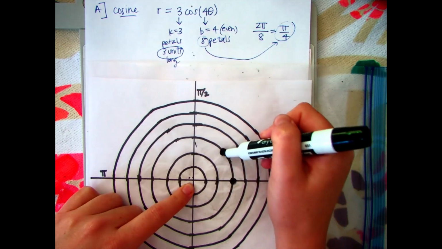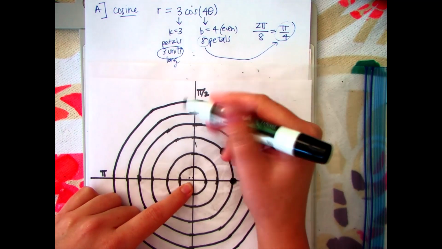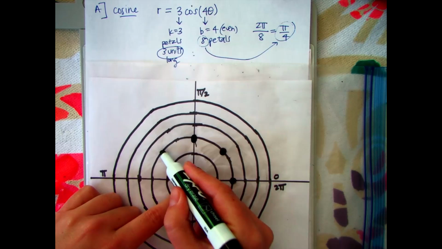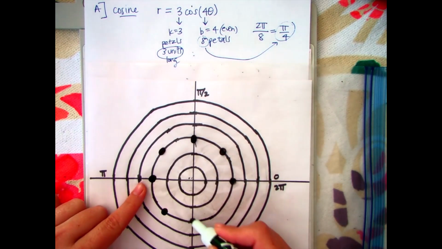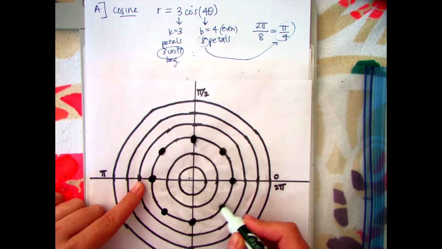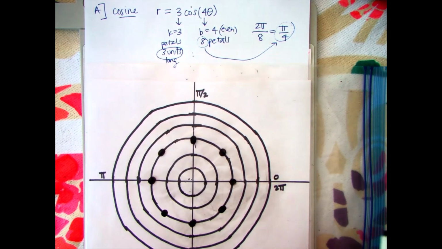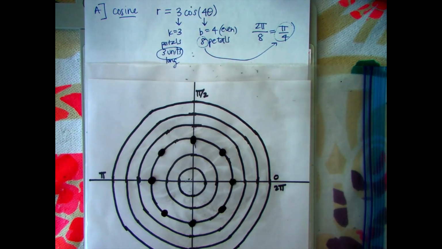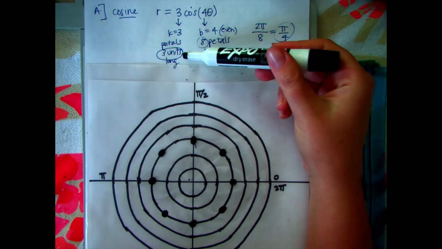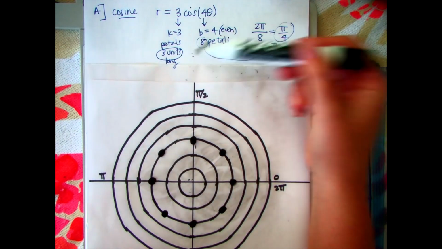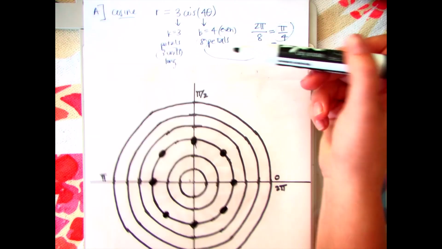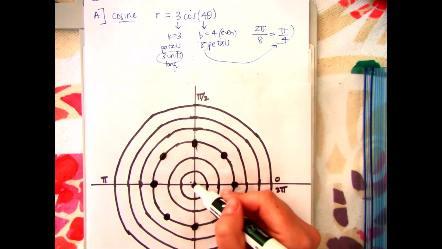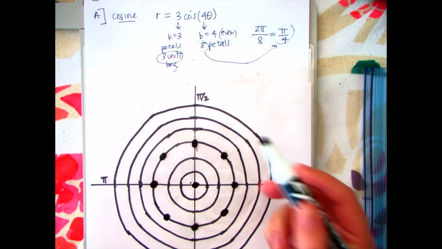here's, so 0 plus pi over 4 plus pi over 4, plus another pi over 4, another pi over 4, another pi over 4. So every pi over 4, I'm putting a dot that is 3 units away from the pole. So 3 units because each petal is 3 units long, and 8 dots because these are going to represent the 8 petals. So all of the petals connect at the pole.